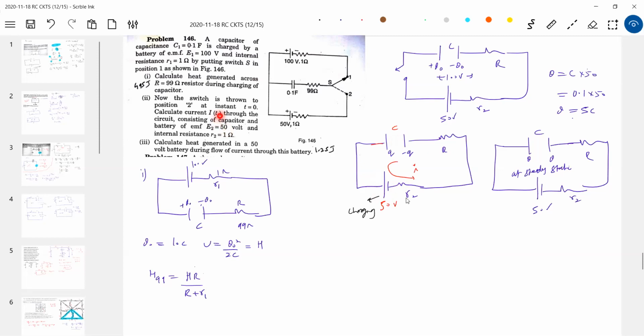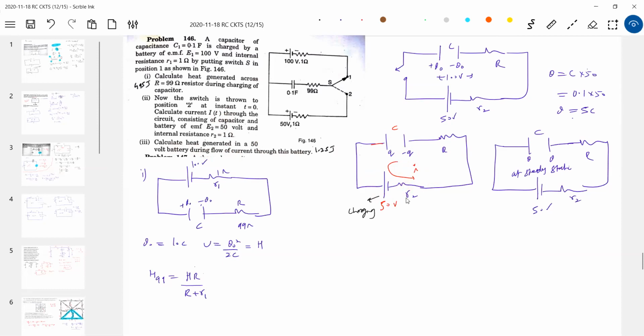It is asking to get an expression for current. I think you know how to calculate the current. Again, write the loop equation and get the expression for it. Now let me come further. Calculate the heat generated in the 50-volt battery during the flow of current through this battery. How much heat will be generated? Because there is internal resistance, some heat will be generated.